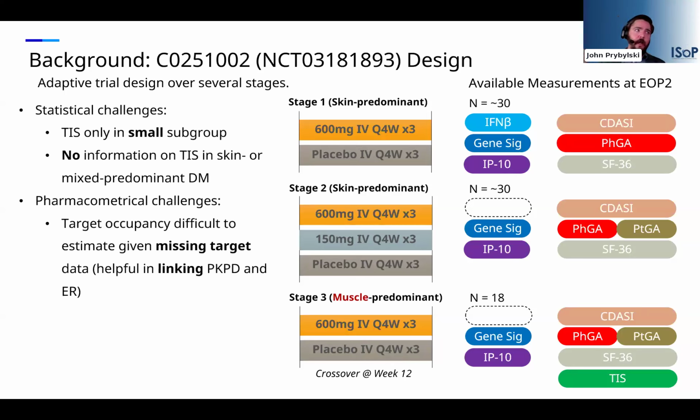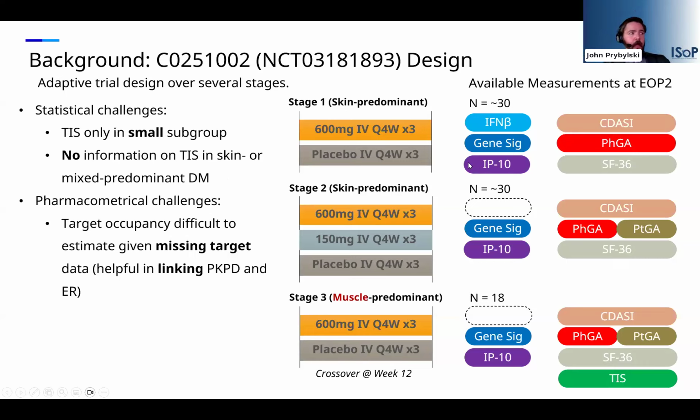So there are obviously challenges here, just raw statistically speaking, despite the fact that we had nearly 80 subjects worth of data, we only had TIS in a very small subgroup. And at the time of the decision, it was really just 9 and 9, because we were providing this analysis mainly at the sort of crossover point between the 600 milligram and placebo. And we had no information on TIS in skin-predominant subjects, so we could not incorporate this information.